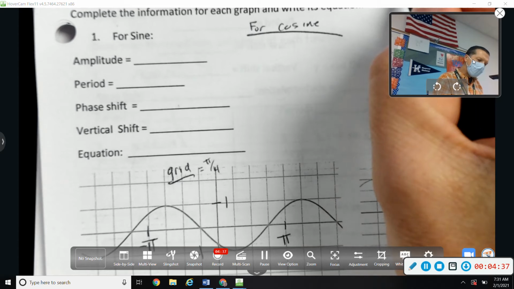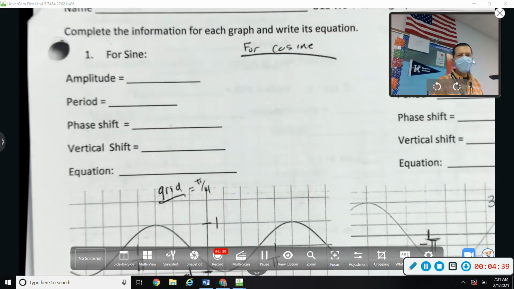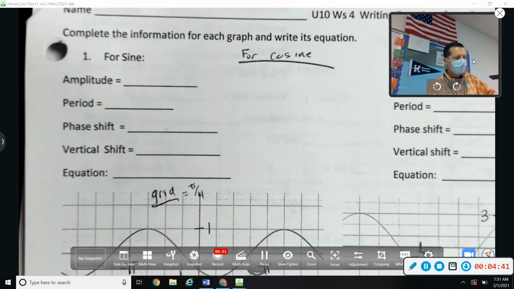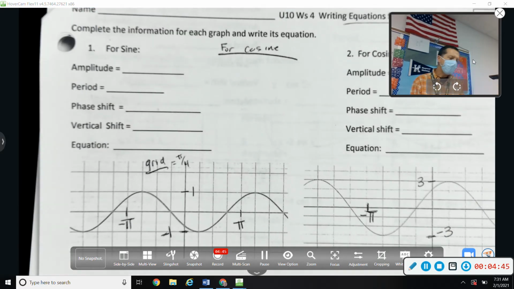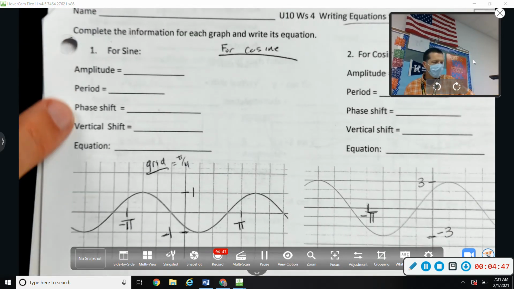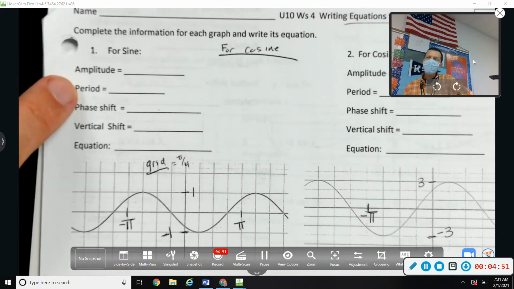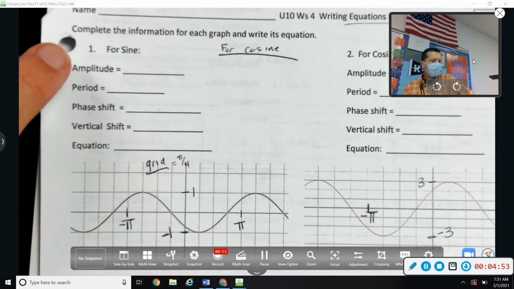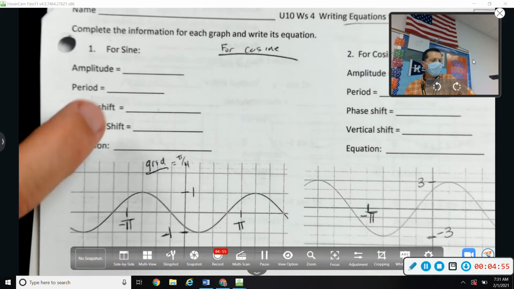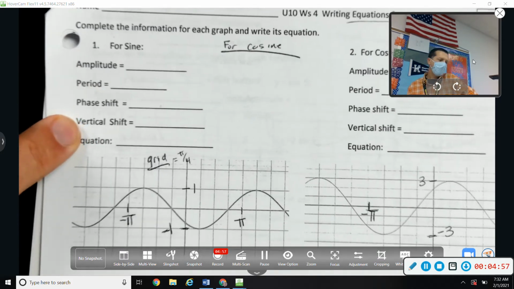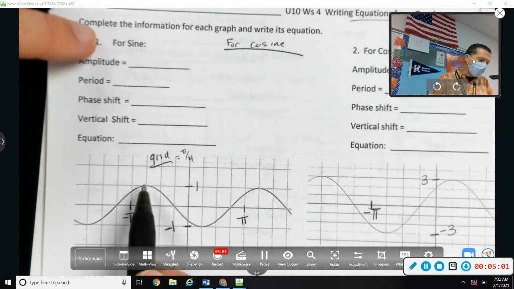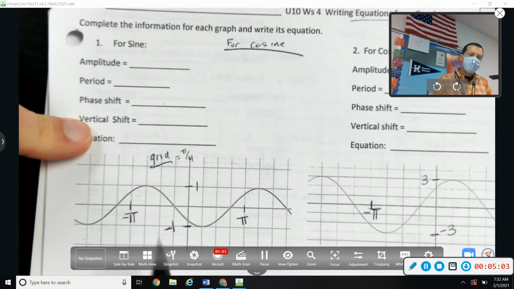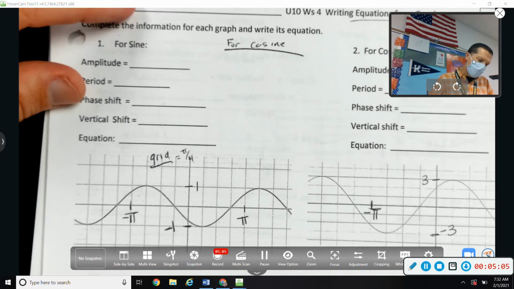So, writing equations from graphs. A lot different from the worksheet we were just looking at. But if you can get the information, the characteristics from the graph, then you can use the characteristics to write the equation. So it's real similar to what we just did, except instead of me telling you what all these things are, you've got to look at the graph and figure out what they are.